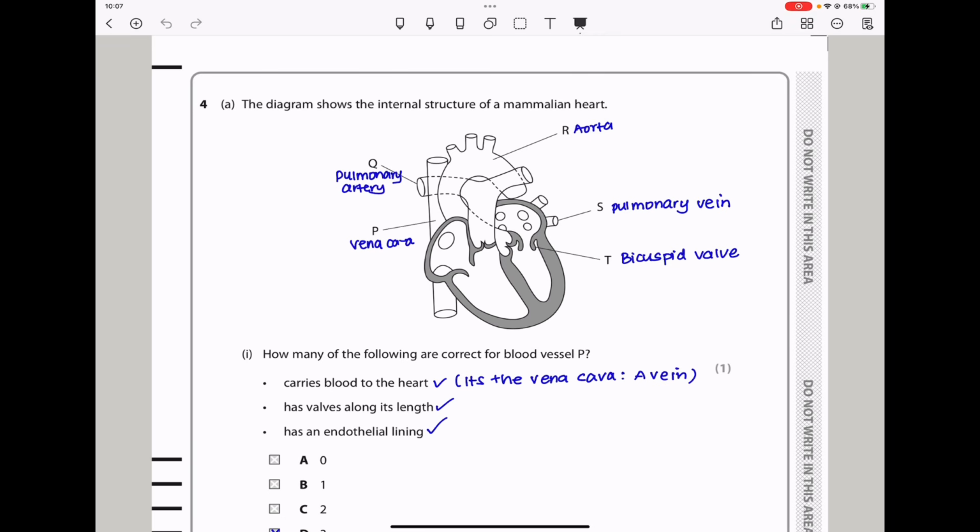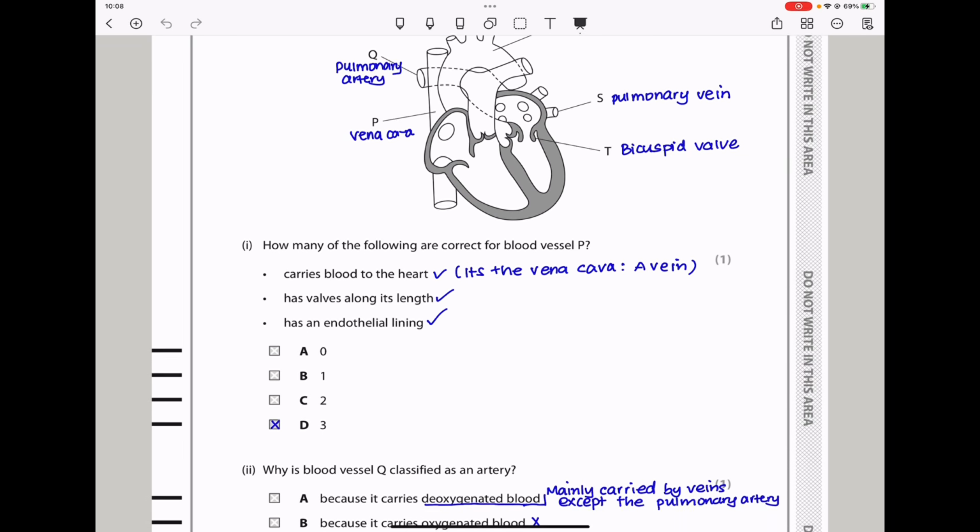Question 4. The diagram shows the internal structure of a mammalian heart. How many of the following are correct for blood vessel P? Blood vessel P is the vena cava. So they say it carries blood to the heart, correct? Has valves along its length. It's correct because that is a vein. It has an endothelial lining. That is also correct. So the answer should be D.